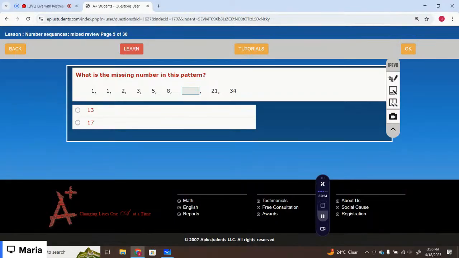Type the missing number in the sequence 1, 1, 2, 3, 5, 8. 1 plus 1 is 2. 1 plus 2 is 3. 3 plus 2 is 5. 5 plus 3 is 8.